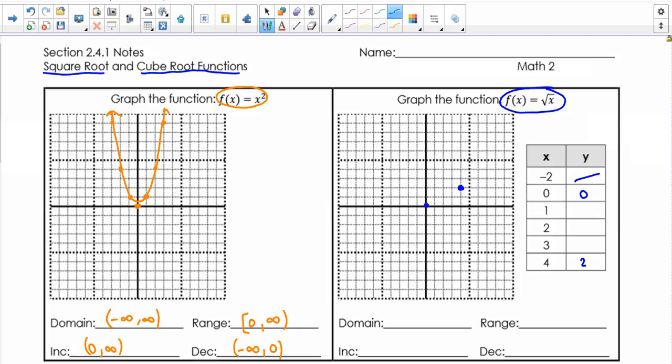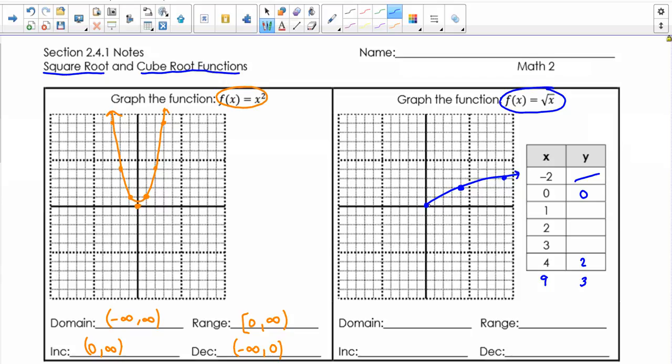And if you think about what numbers you can take the square root of, 9 is a really nice one because then it gives me the value of 3. So I could go over 9, up 3. And then this is what my function will look like. And it keeps going up, it just goes up very slowly.